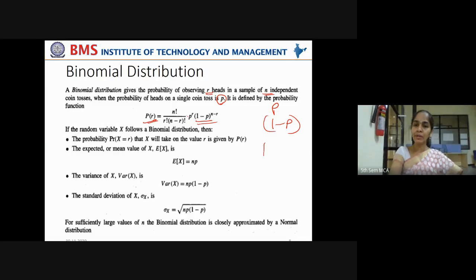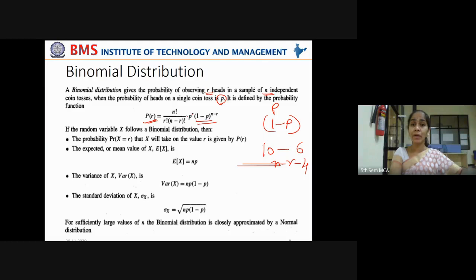Okay. So out of 10 coin tosses, if you observed 6 heads, then you are taking r as 6 and you are taking n minus r as the number of tails, that is 4 out of 10. Okay, that you are giving here. Probability P is the probability of observing heads in a single coin toss, and how many times it is observed?